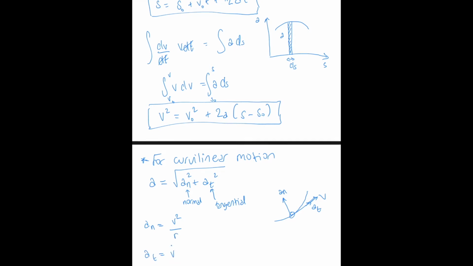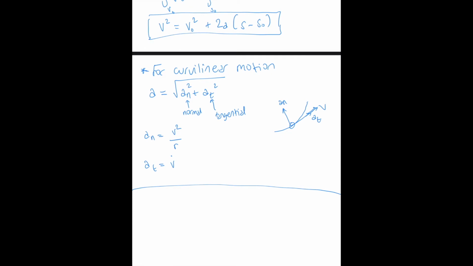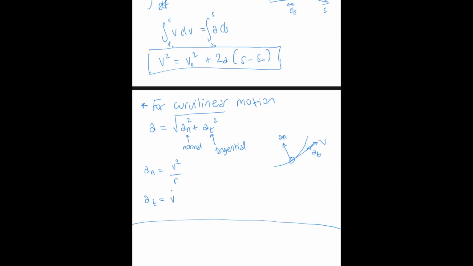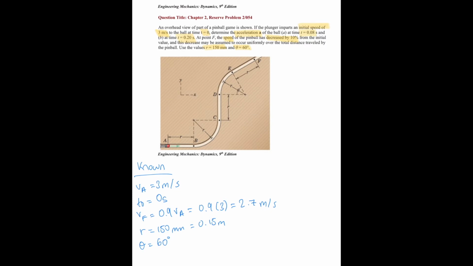Now, a_n is going to be v squared over r, and a_t is just going to be the integral of the velocity. Now that we have all the background information covered, let's actually start solving the problem. Let's go back here to the actual graph.